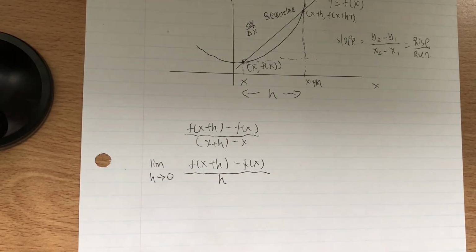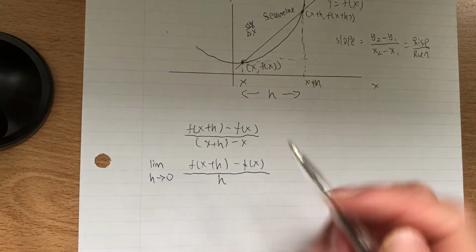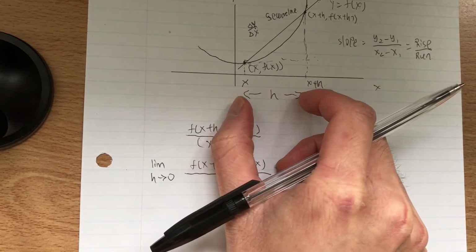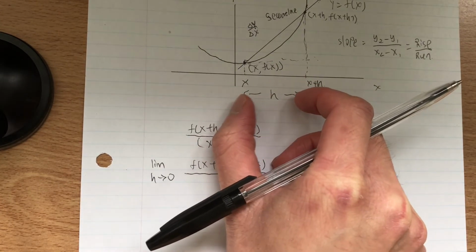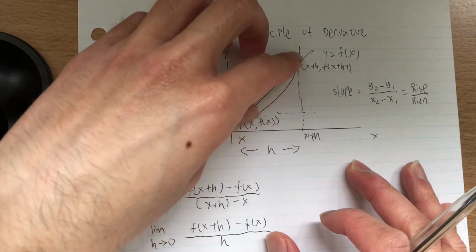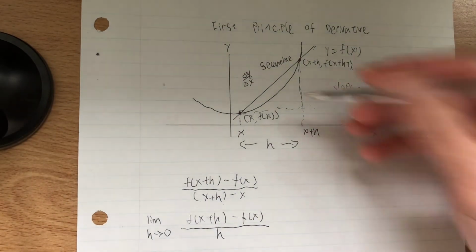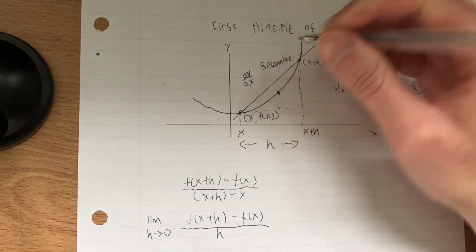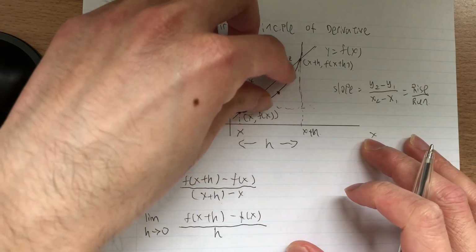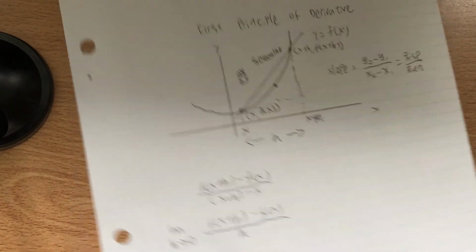What does that mean? Look at h here. It's the distance between these 2 points. When h becomes smaller and eventually reaches 0, it means that these 2 points get closer and closer to each other, and eventually overlap each other at this point. So now there's another line here.